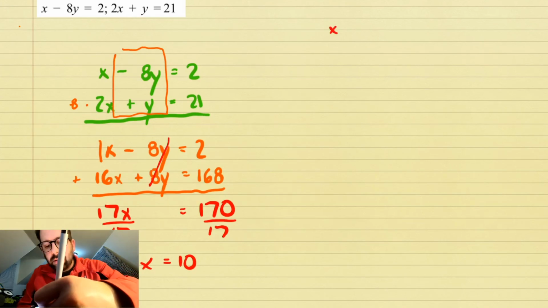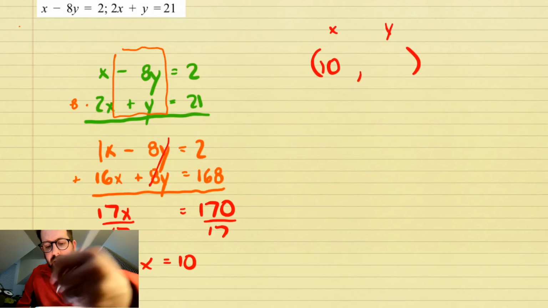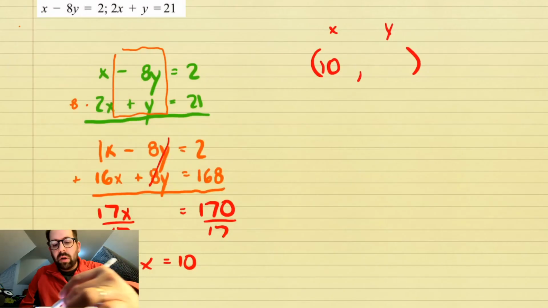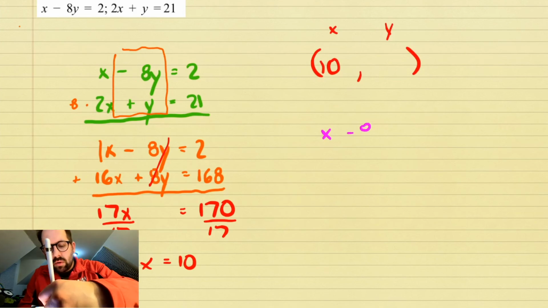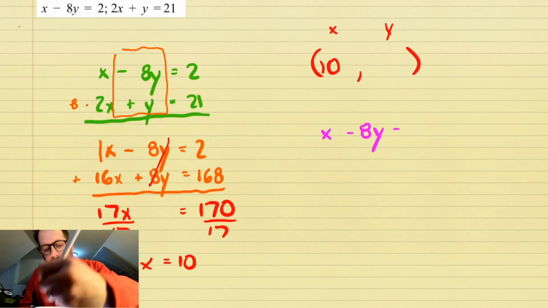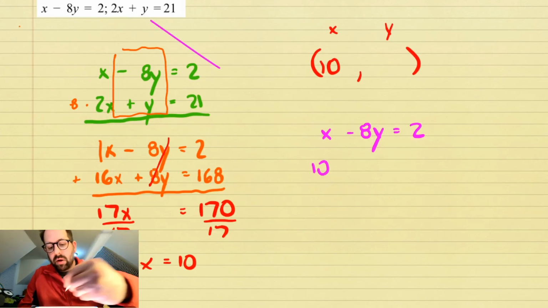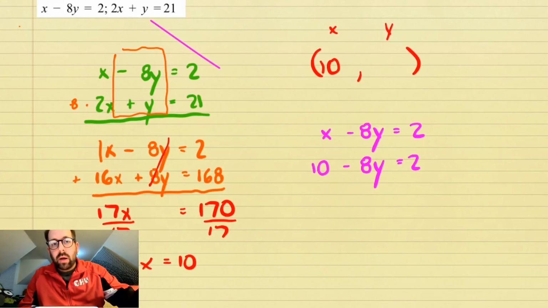It's kind of nice, a nice, easy number. So for x and y coordinates, my x happens to be a nice 10. So again, you pick one of your equations and you plug the 10 back in. Let's take the first equation in this one. So here's my equation. I'm going to take the 10 and plug it into the x location, and I'm going to solve for y.